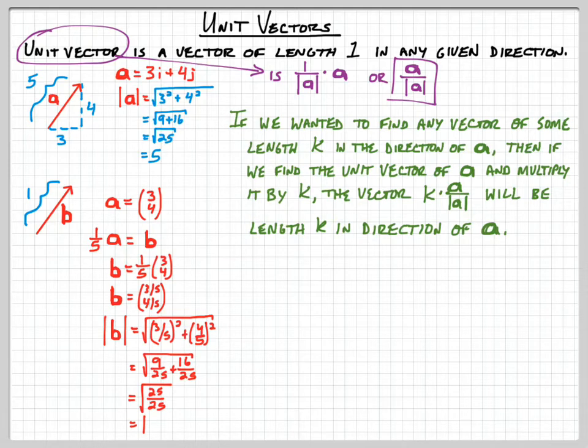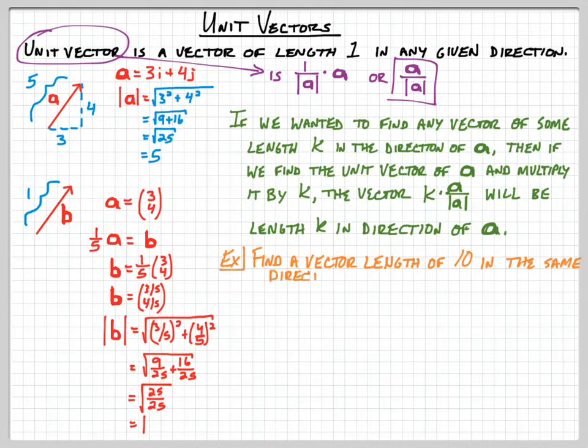So first we convert it to a unit vector, and then we multiply it by k to grow it back, or to expand it or shrink it to whatever that scalar is of the unit vector. Alright, so let's see if we can see this in an example. Hopefully this will make a little bit of sense. So we want to find a vector of length 10 in the same direction as the vector 3i minus 1j.